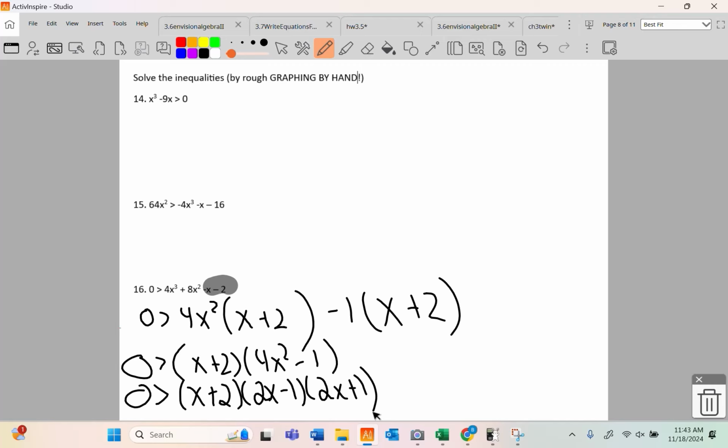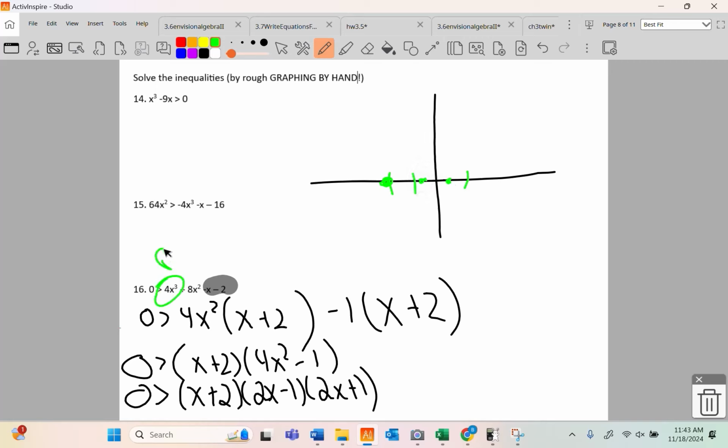All right, time to graph. Each one of those factors, what's the understood exponent? It's 1. So at each 0, what are you going to do as far as the x-axis is concerned? Cross it, because we have odd multiplicity. All right, x plus 2 is a factor. Where's the 0? -2. Using the zero product property, 2x minus 1 is a factor. What's the 0? 1/2. Set it equal to 0, add 1, divide by 2. 2x plus 1 is a factor. What's the 0? -1/2.